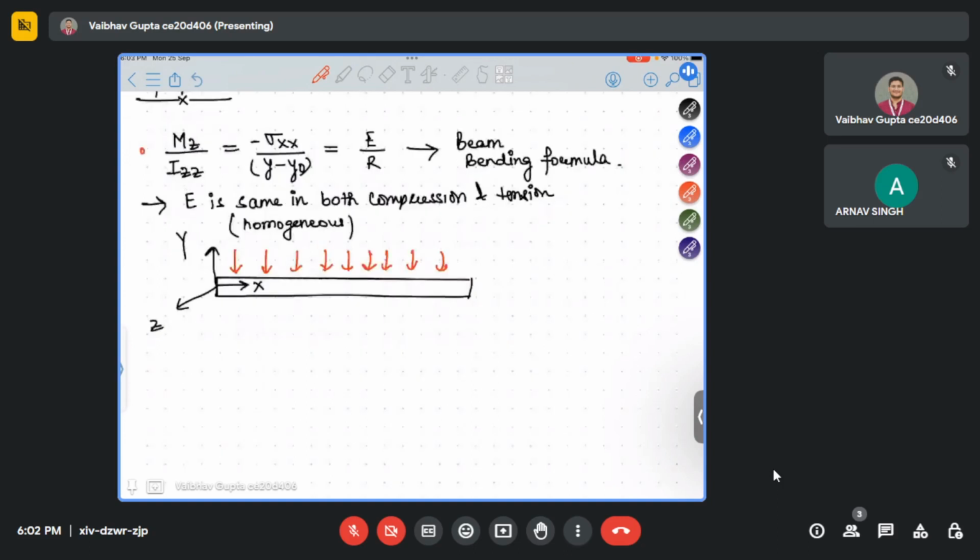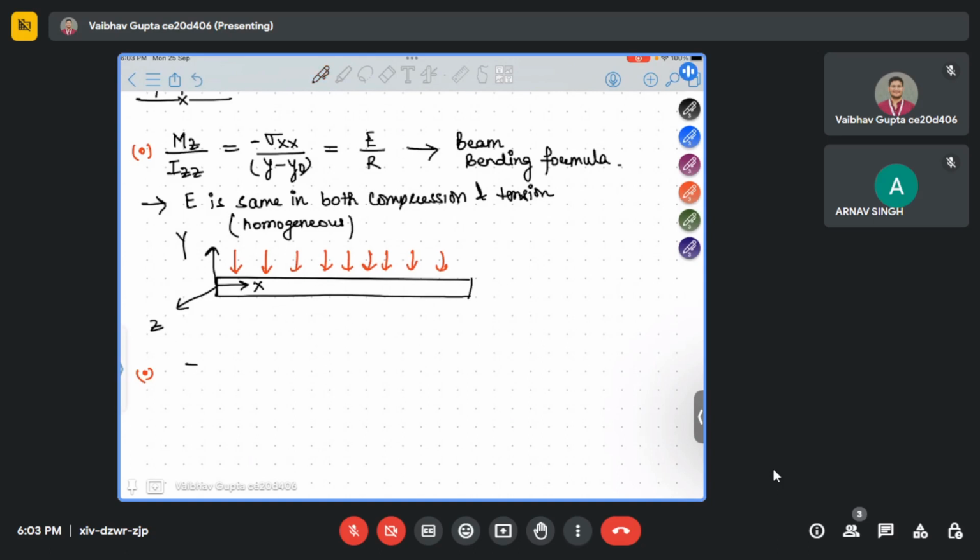Then we encountered one thing: what if E is not the same in both compression and tension, or what if the material is composite? What do you mean by composite? When we have an element made up of two or more materials, like steel and concrete. So then, what is the formula we got?